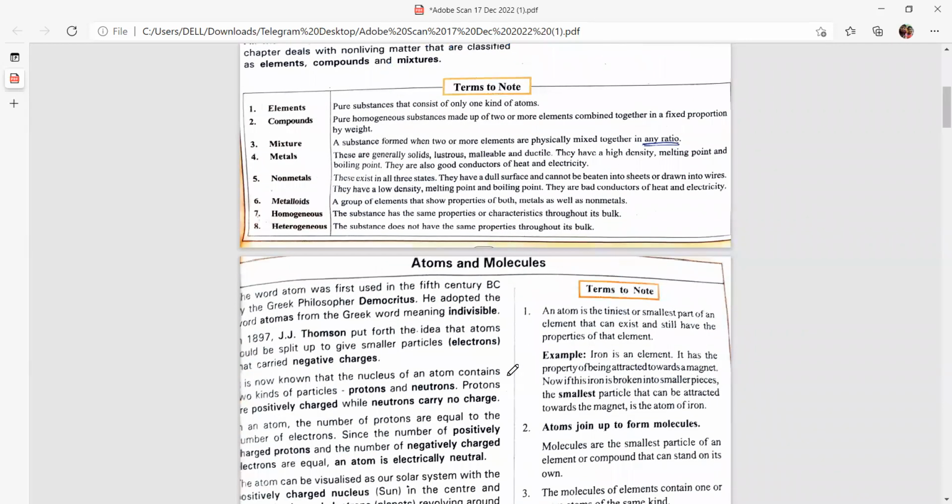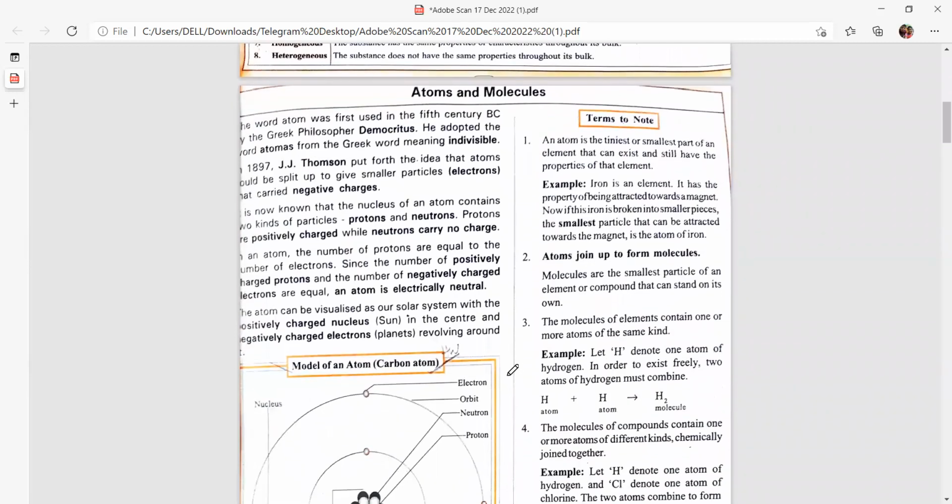So before starting elements, compounds, and mixtures, we have to learn about atoms and molecules. What are atoms? What are molecules? What is an atom? The tiniest and smallest part of an element that can exist and still have the property of an element is known as an atom.